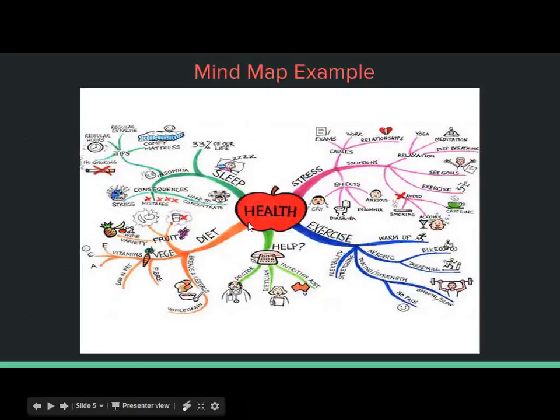So here's an example of a mind map about health. You can see how it branches off into sleep and diet and exercise and stress, and then continues branching off into different ways to keep up your health or issues with health. And there are a lot of websites online that provide a program that allows you to make a mind map really easily and simply so that you don't have to do it on paper necessarily or take a lot of time learning a specific program.